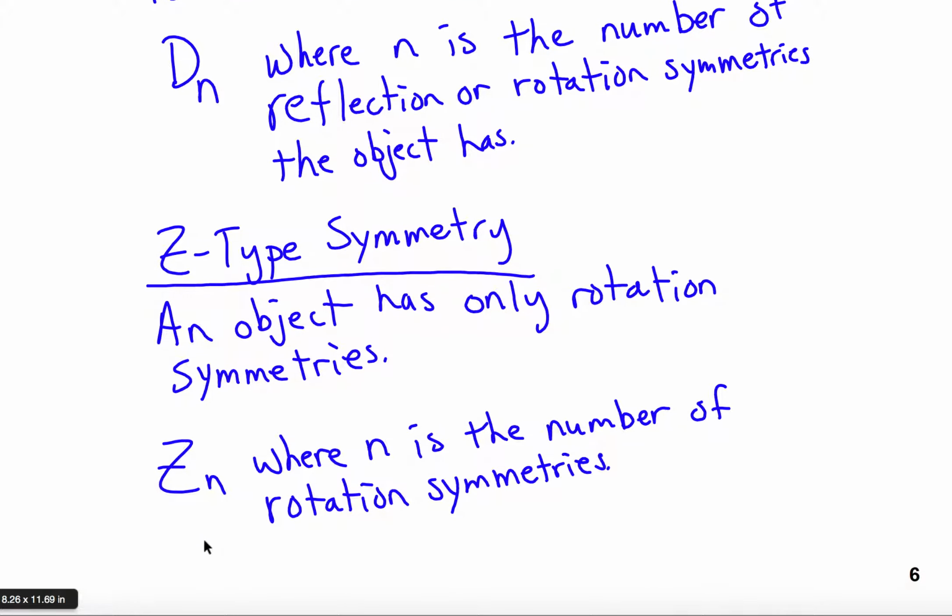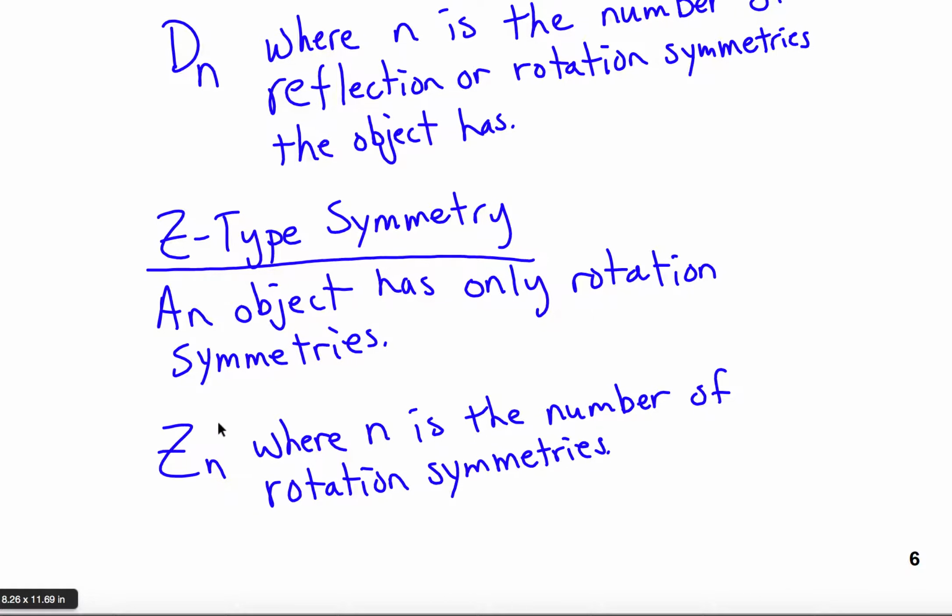The other type of symmetry is a Z-type symmetry. A Z-type symmetry is one that has only rotational symmetry. So the reason we use a Z is if you rotate the Z 360 degrees, it would look like itself, and there are no reflection symmetries. So that's why we use the Z. That might help you remember is it D or Z. Think of the letter of what kind of symmetry it has. And again, it has an n down here as a subscript, and that is the number of rotational symmetries it has.